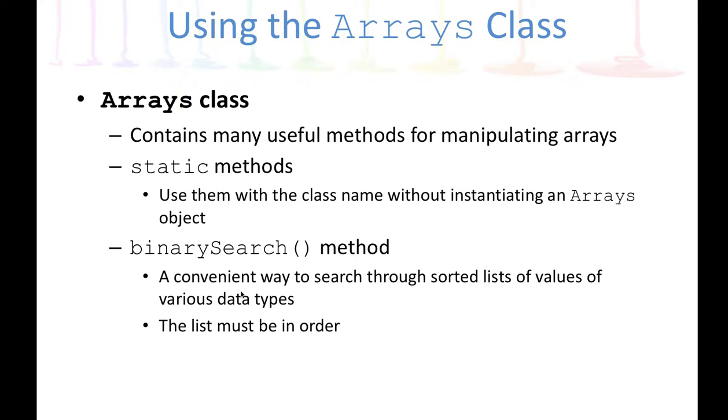All right. Array class contains many useful methods for manipulating arrays. Static method. Static is what you think it is. It doesn't move. It doesn't change. It stays the same. Binary search. Remember binary search. It's very popular. That's the thing that got me on the Google interview. But nonetheless, forget about the Google interview. Binary search is fast. It's a convenient way to search through sorted lists of values in various data types.